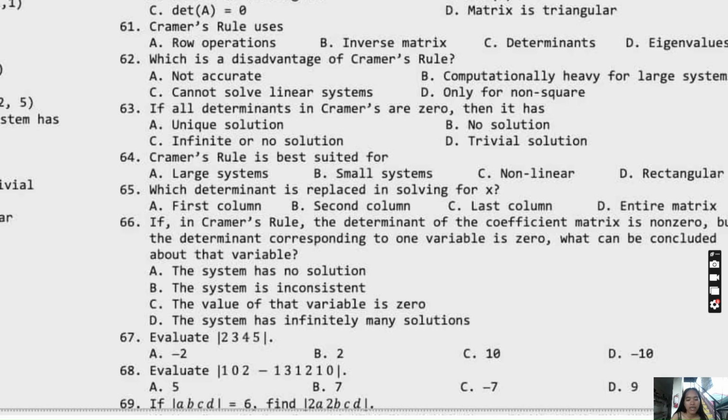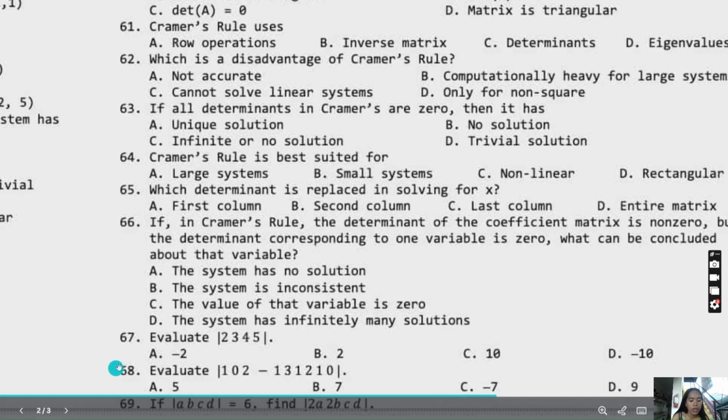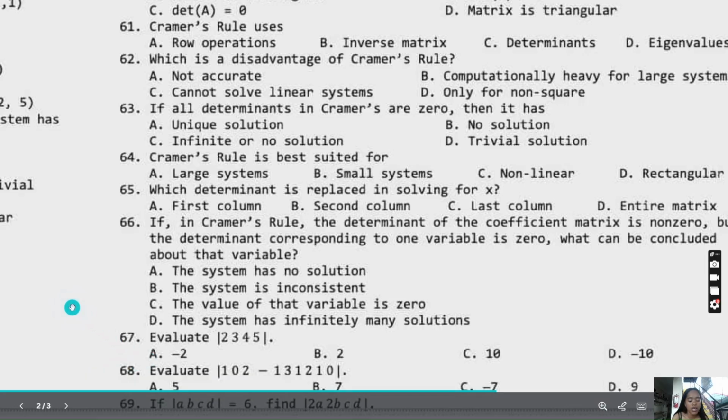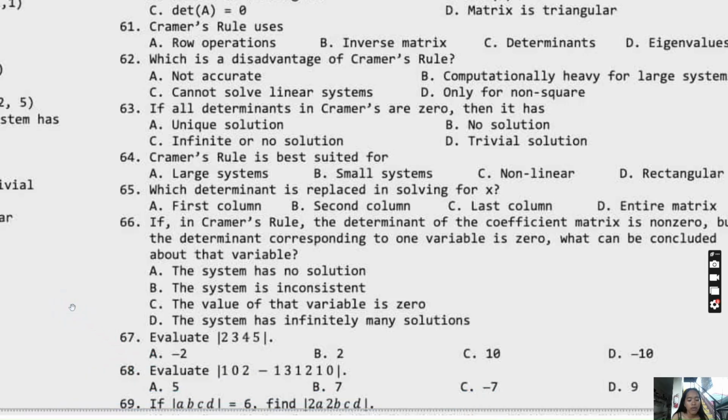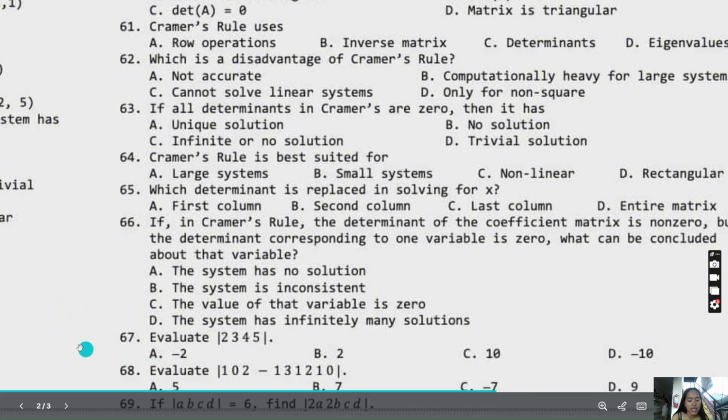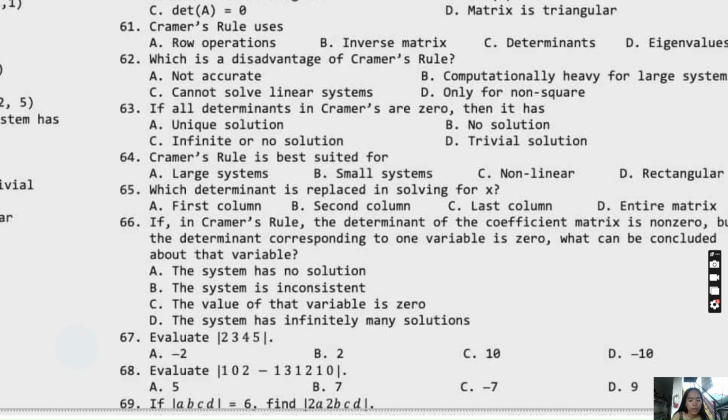So number 67, the question is, evaluate the determinant with rows 2, 3 and 4, 5. The correct answer is letter A, negative 2, because if we get the determinant of this, it is 2 times 3 minus 4 times 5. The answer is negative 2. So let's proceed to number 68.